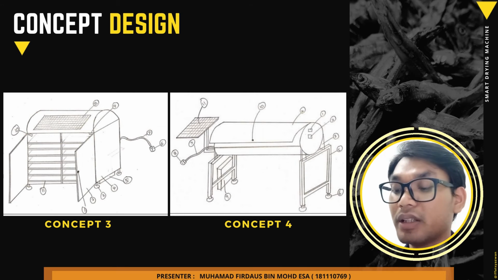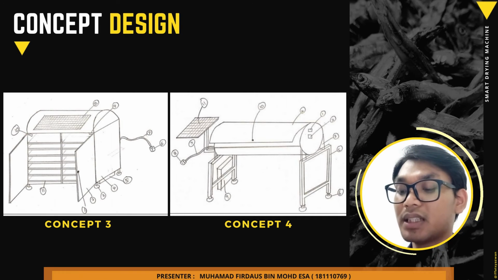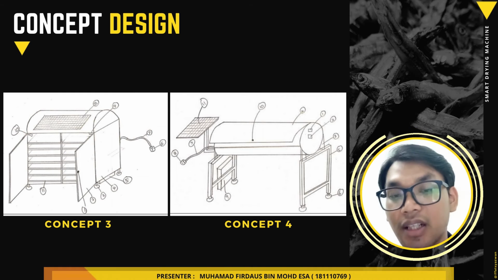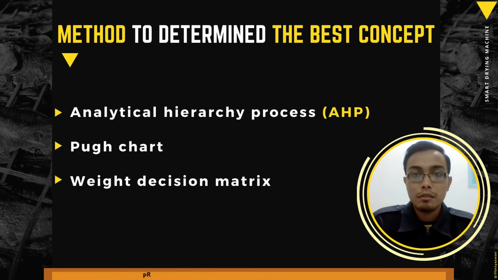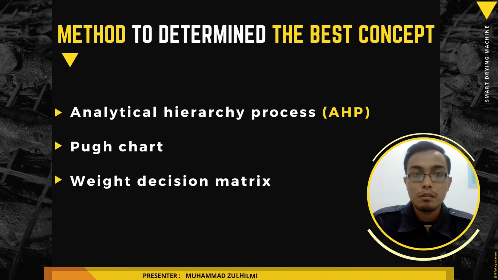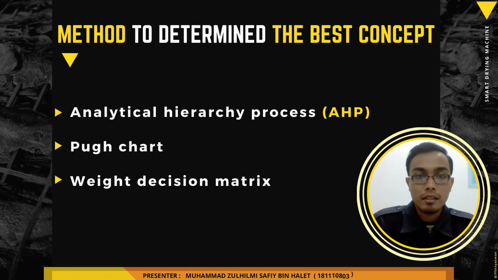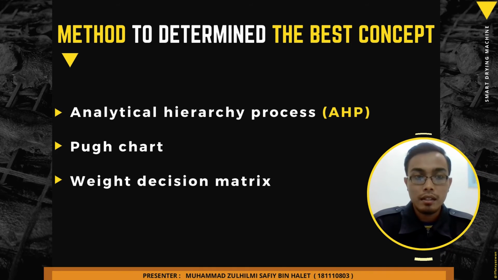And last but not least, the disadvantage of the design is that it can only dry fish in a very small quantity. Chapter 5, Conceptual Design. In this conceptual design, we use 3 methods to find the best concept, which are analytic hierarchy process AHP, path chart, and weight distribution method.